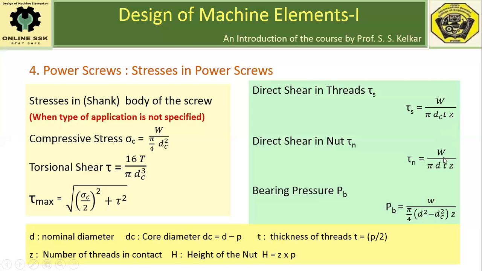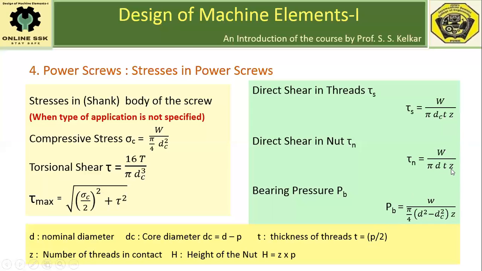Then this t represents the thickness of the screw thread. t is the thickness of the thread, which will be equal to half the pitch. So this t, which is used in the denominator for the direct shear stress of the screw and the direct shear stress of the nut, represents the thickness of the thread and is given by half the pitch.